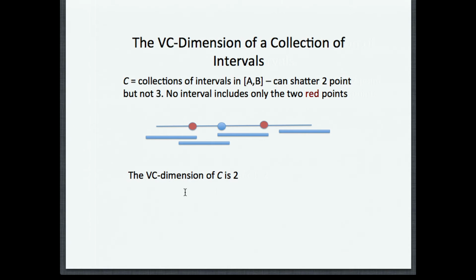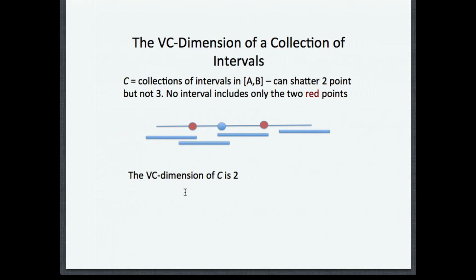If I look at intervals, this explains why we can study intervals so easily. If I look at intervals on the line, I can easily shatter two elements. There's an interval that would cut it into two, there's an interval that would include most of them, there's an interval that includes this one, and there's an interval that doesn't include any of them, so I can shatter a set of two. But there's no way I can shatter a set of three, because there's no interval that will include the two red points and not include the blue point.